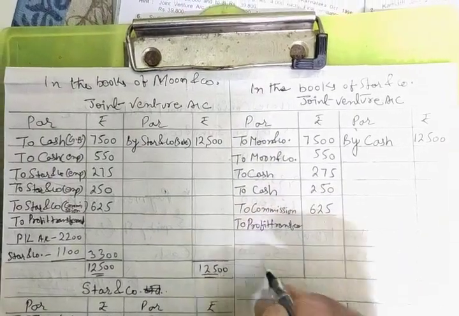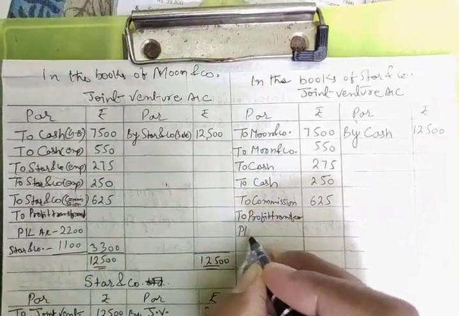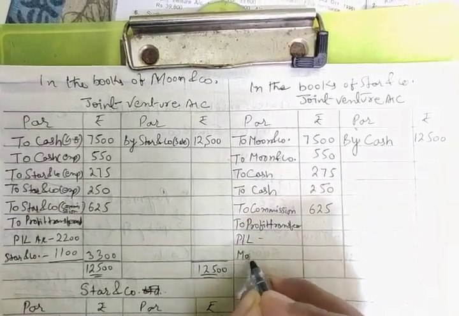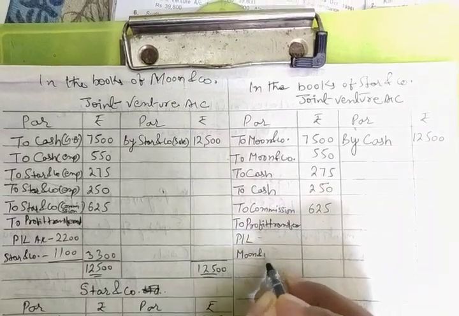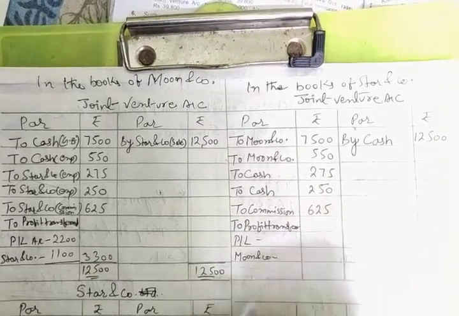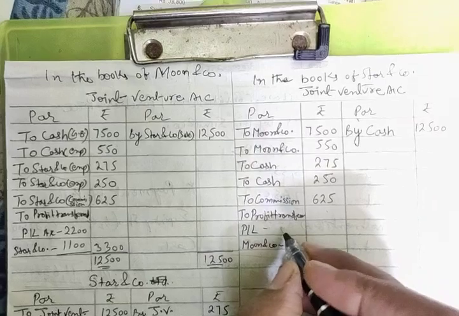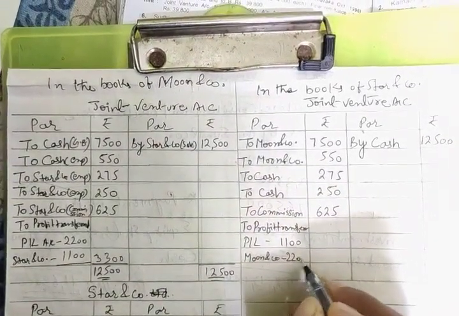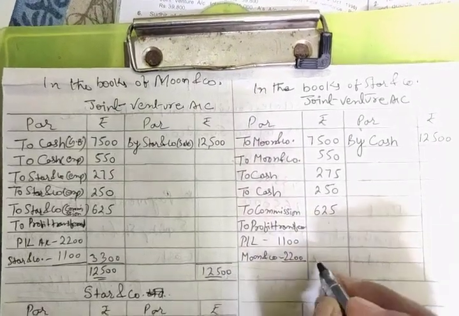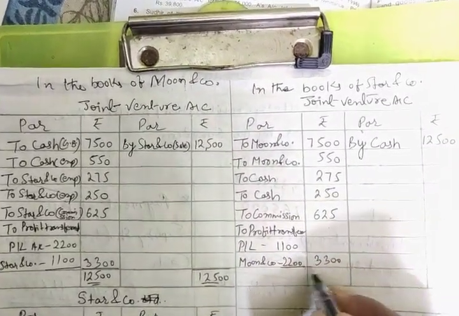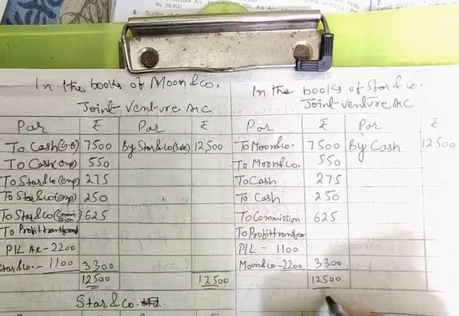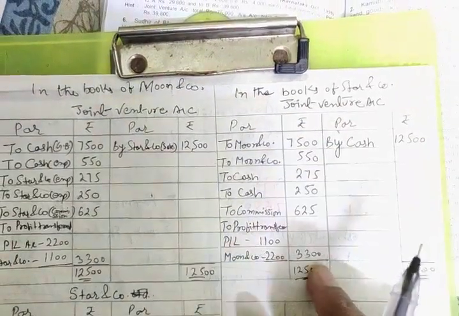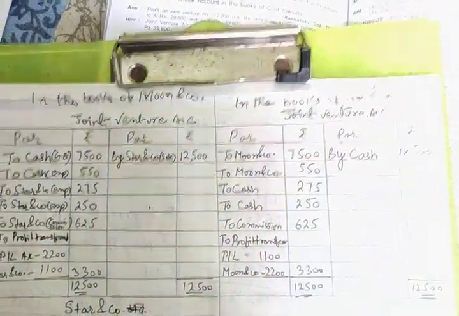transferred, fine, to whom? Now again for Star and Company it will be the P&L account, and then we have to make a note of the name of the other venturer, that is Moon and Company. For Star and Company the profit portion was 1,100, and for Moon it was 2,200. Total profit we had 3,300, and on both sides we have to match the total, that is your 12,500. So this is the joint venture account in the books of Star and Company over.